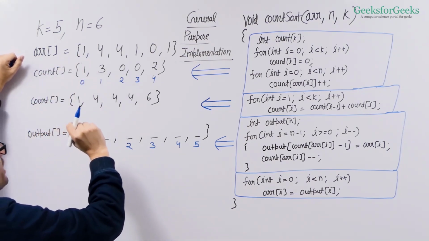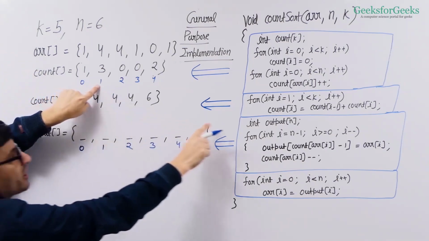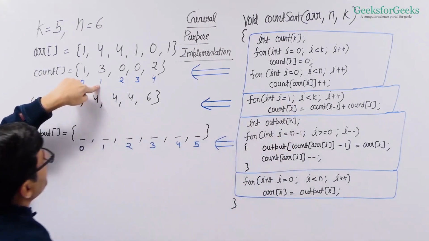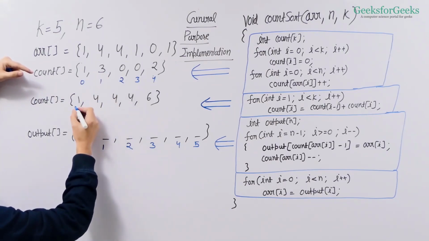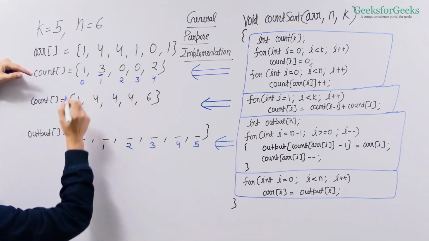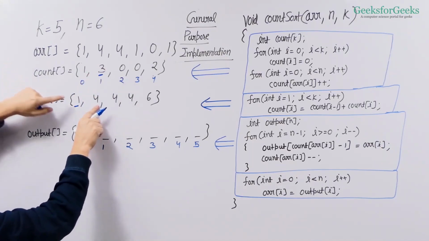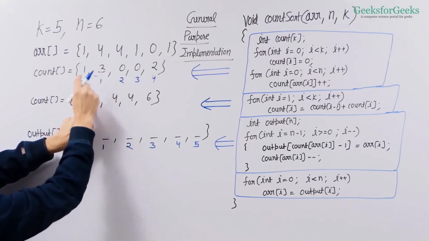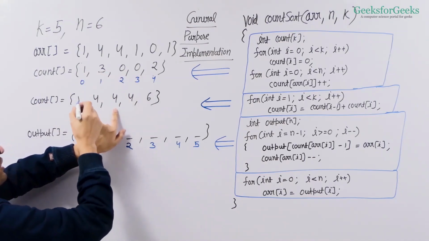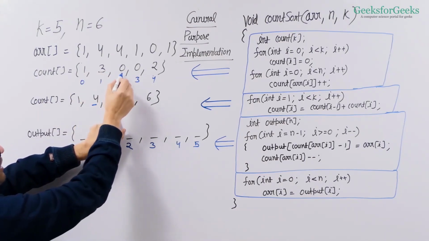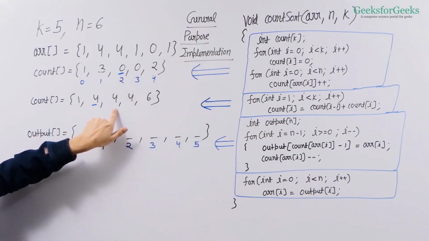When we are at index 1, we begin this loop on index 1. What are we going to do? We are going to add count 0 with count 1. So count 0 with count 1, 1 and 3, 4. So we get the value 4. And now when we go to the next index, what are we going to do? We are going to add count 1 and count 2, which is 4.